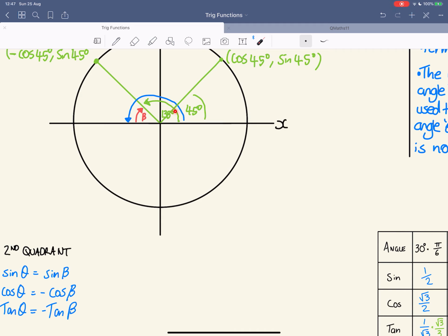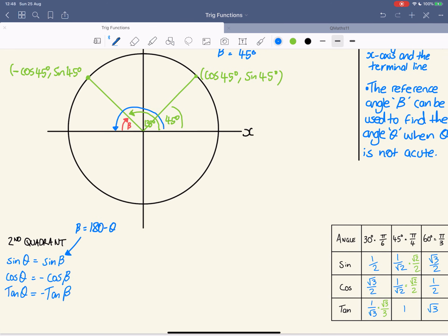So if we know our angle is 135, it's 180 minus that 135. That'll give us the remaining angle here, our reference angle. So let's put a little note here. You can find beta by 180 minus theta, and that'll give you your reference angle. That's for the second quadrant.